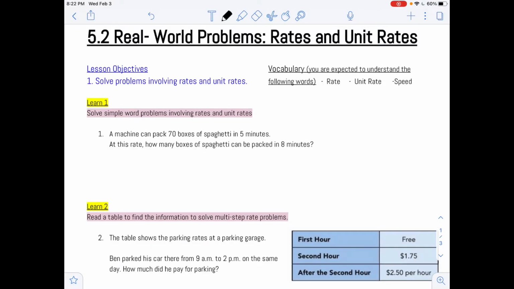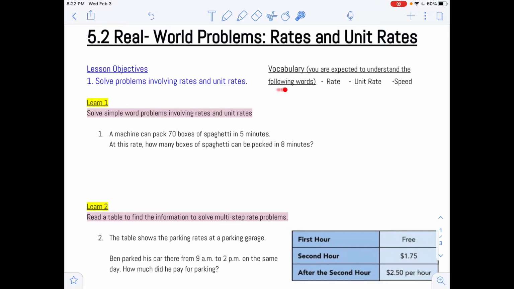In section 5.2, we're going to take everything that we've learned so far about rates and unit rates and now look at some real-world application and word problems that might involve rates and unit rates. Our goal is by the end of this section to be able to solve problems involving rates and unit rates.